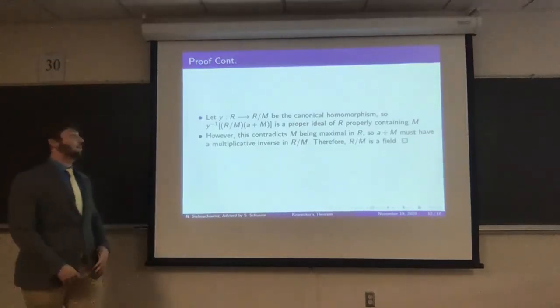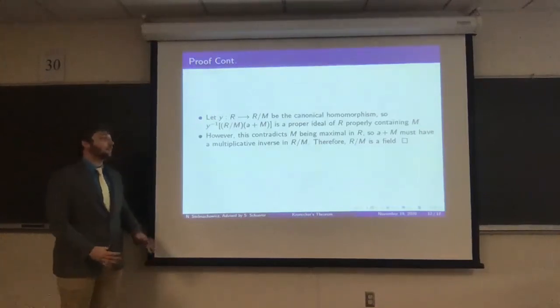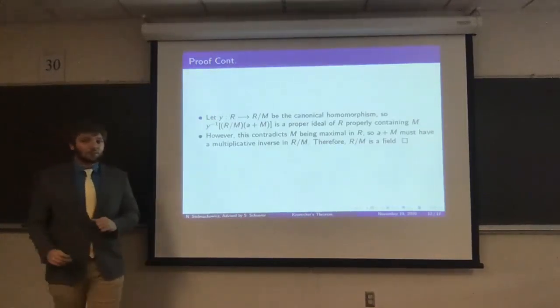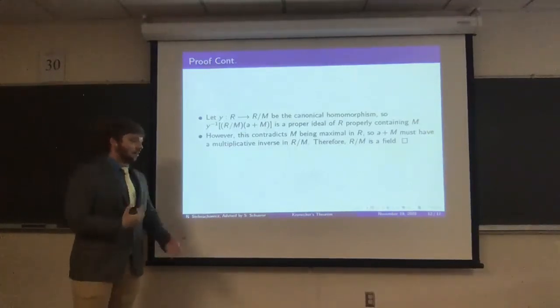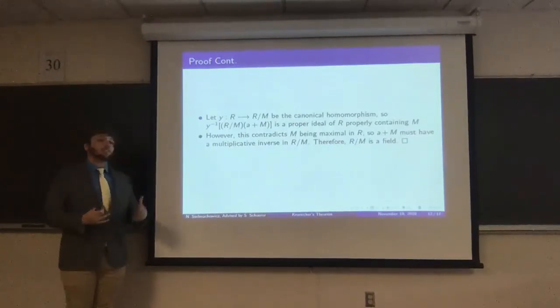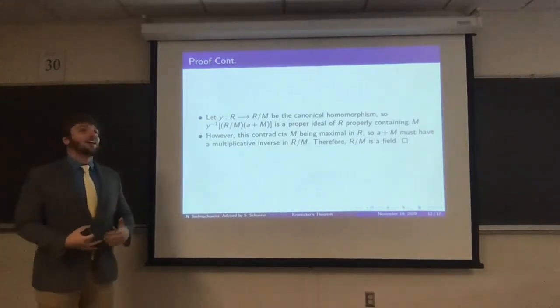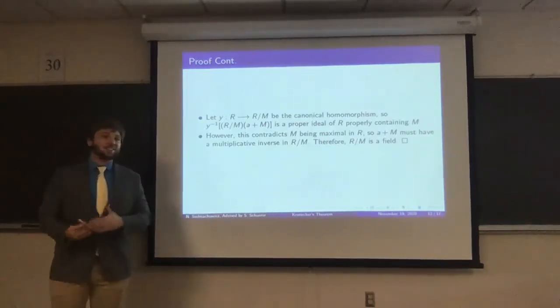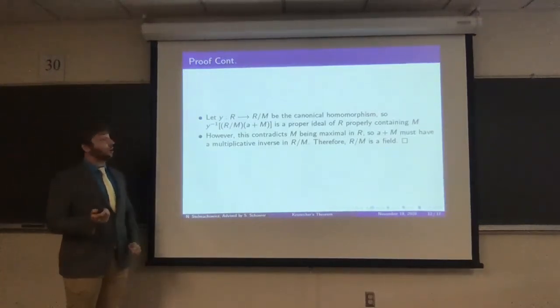So A plus M must have a multiplicative inverse in R mod M, and therefore R mod M is a field. That being, in particular, in our case, since we have the ideal generated by P of X being a maximal ideal in F of X, F of X mod the ideal generated by P of X is in fact a field, which is critical.